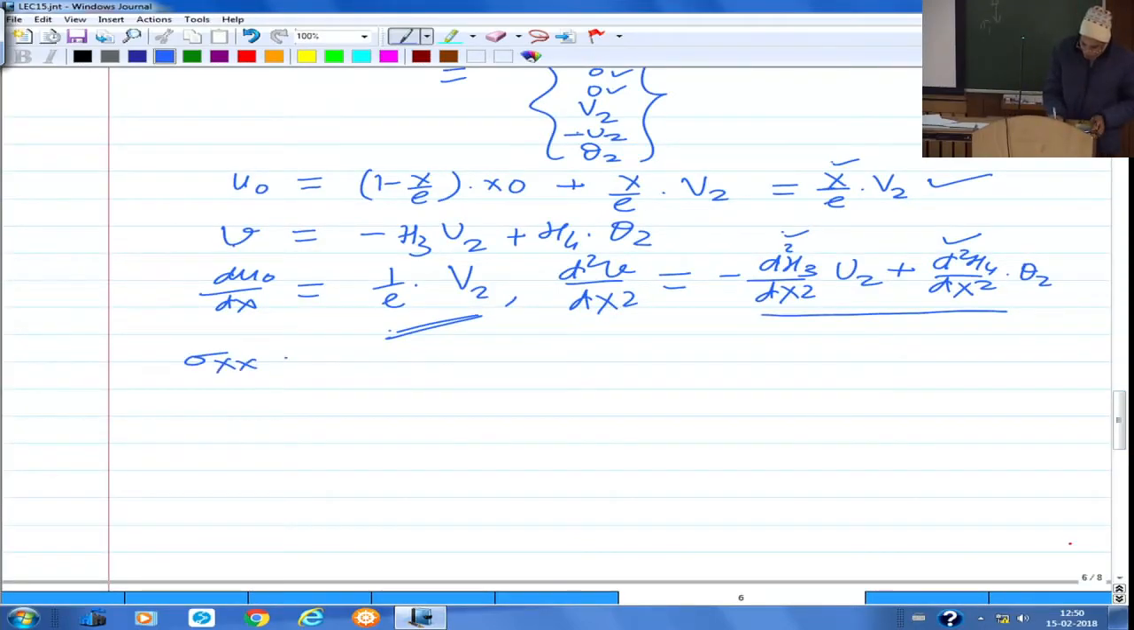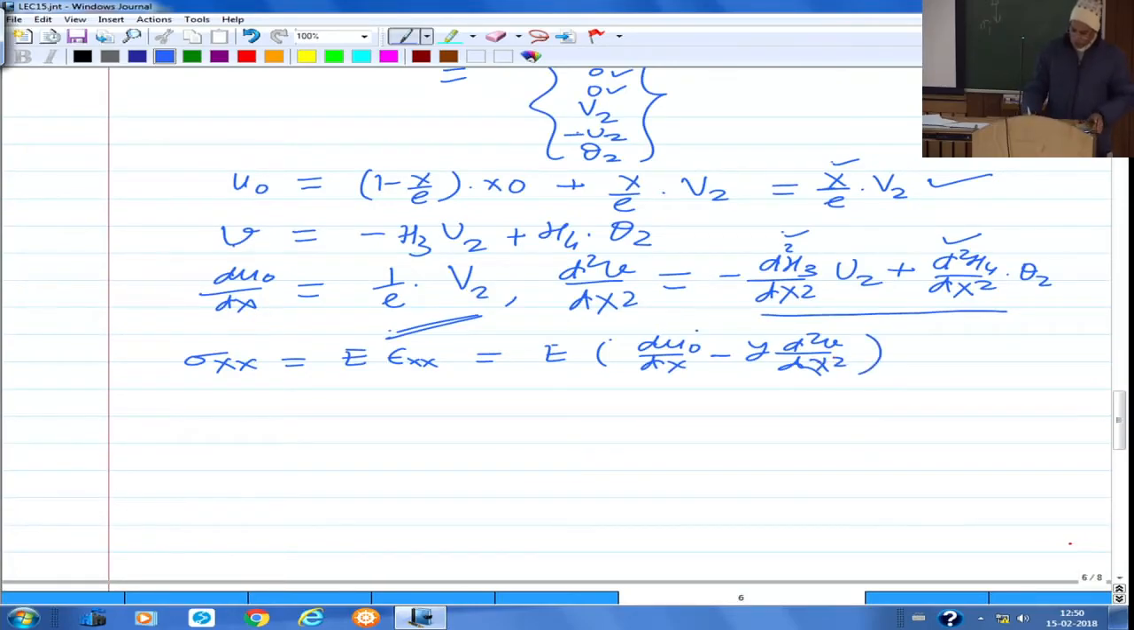Then finally the stress sigma xx would be E times epsilon xx, which would be E times du naught by dx minus y times d2v by dx square. So you would have calculated all of these from this, and then you can calculate the stress, and of course the maximum stress would be at the top and bottom, so you can put y equal to plus or minus h by 2 depending on the cross section. So this is how you would do the post processing calculations for the first element. For the second element it is straightforward, because in this particular problem the local element coordinate axes for the second element and the global axes are the same. So you would use a similar formula directly.